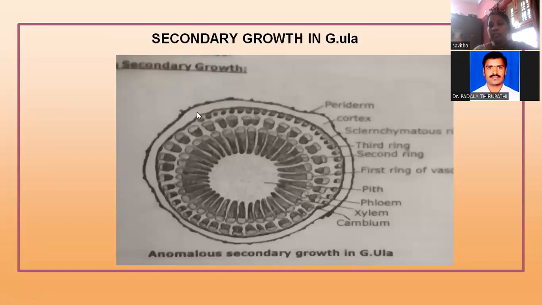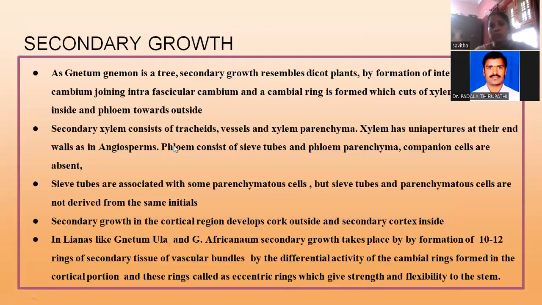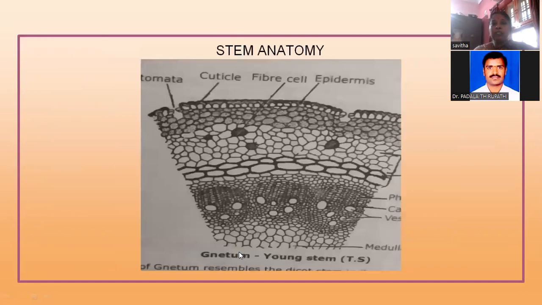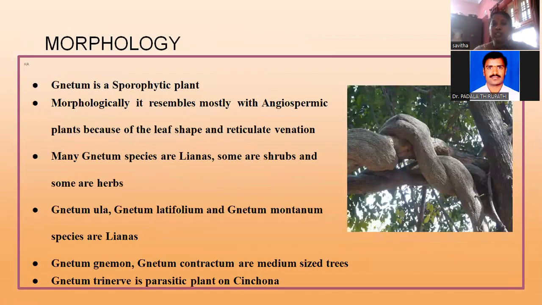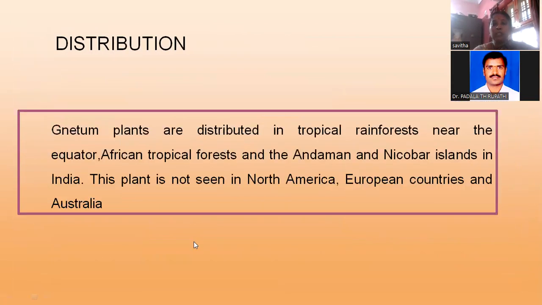Like this, we will be seeing at least 2 to 14 cambial rings, which are called eccentric rings, formed during the secondary growth in Gnetum ula and Gnetum africanum. These are lianas. So it is an anomalous secondary growth, a different type of secondary growth in these species. This is about the secondary growth, and these are all about the anatomical and morphological characters and distribution of Gnetum. So today I thought to stop here only.